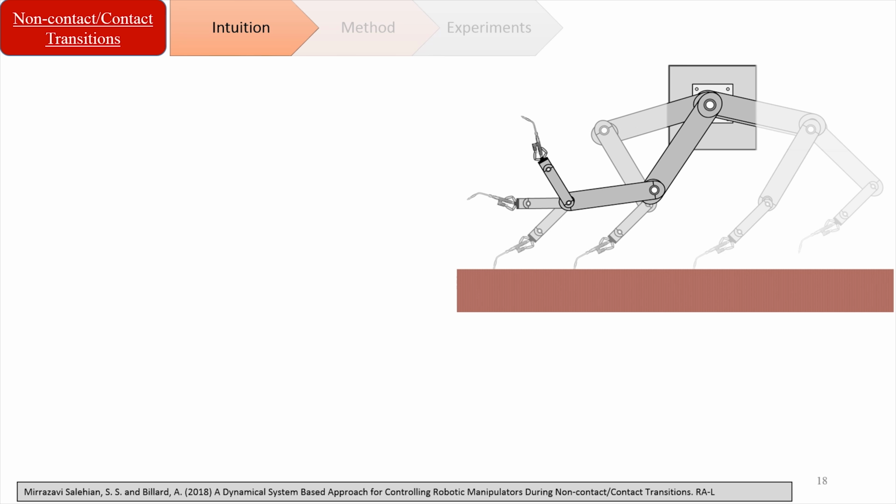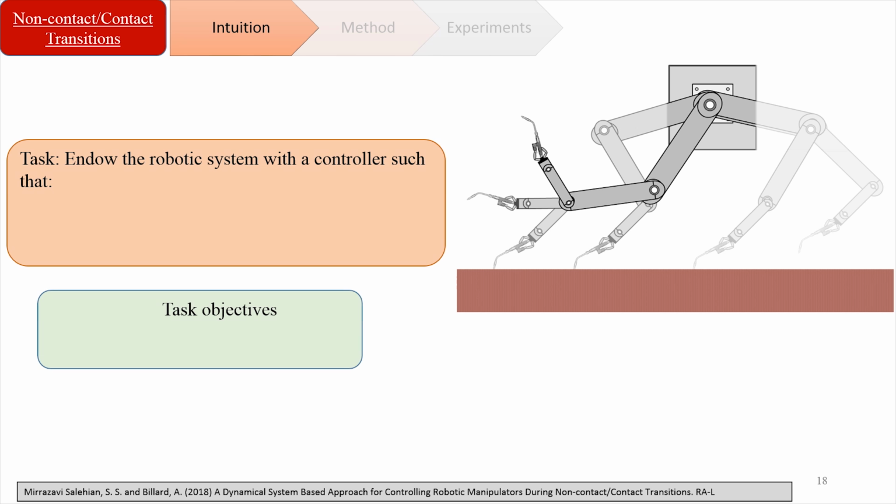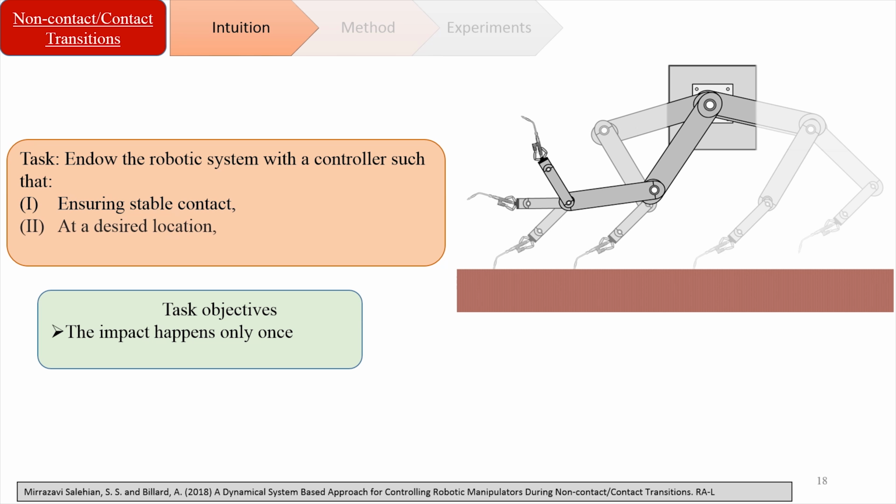So that is our objective. The robot should go into the table, stay on the table, move on the table, and leave at another point. So we need to make sure that the contact is going to be stable. A stable contact means that the robot should not bounce off the table after the impact. So impact should happen only one time. After that, the robot should go into the table at the desired location and leave the table at another location.